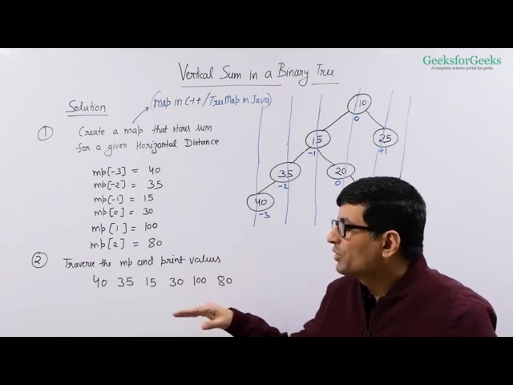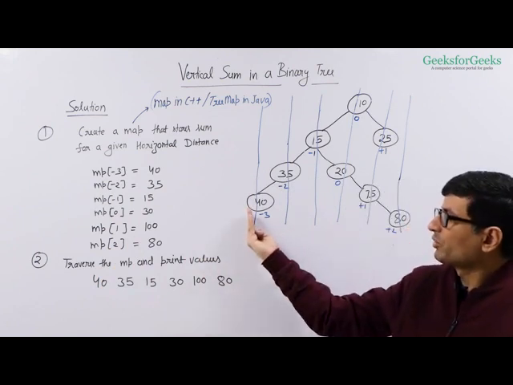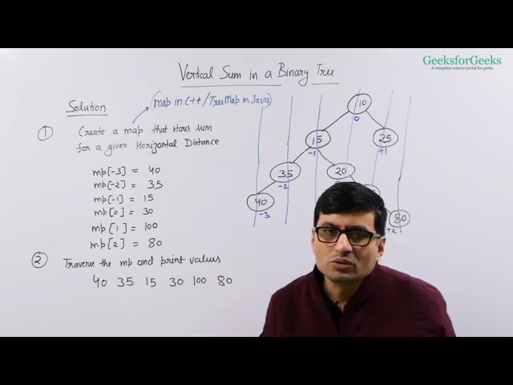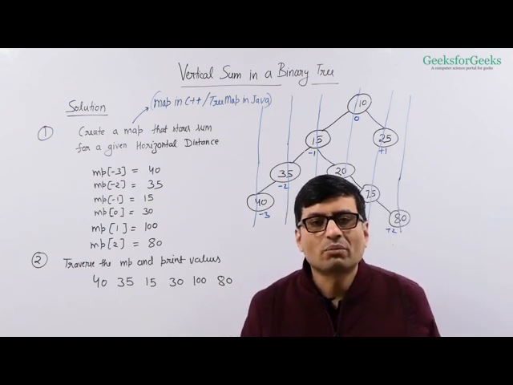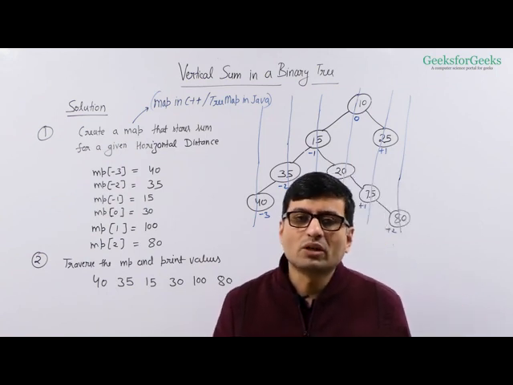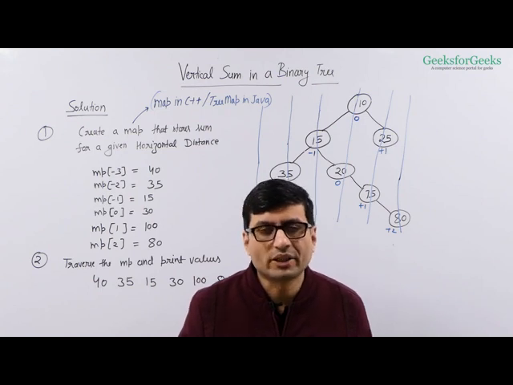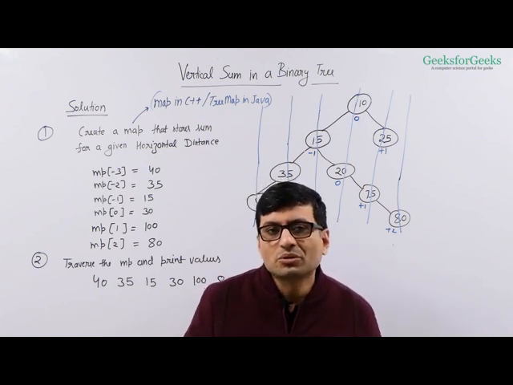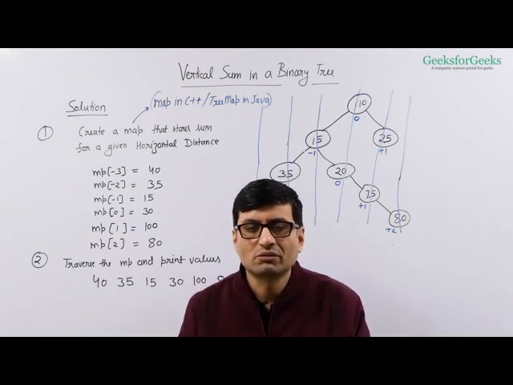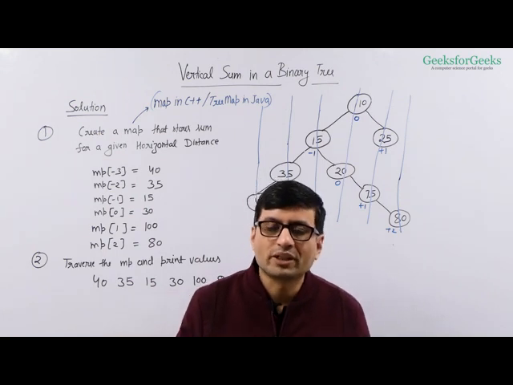And since we want to print these values from the leftmost vertical line to the rightmost vertical line, we want to use a tree map in Java or map in C++, because map in C++ or tree map in Java maintain the items in sorted order. They are basically self-balancing binary search trees. So we should not be using an unordered map in C++ or a hash map in Java. We should be using a tree map, which is implemented using a self-balancing binary search tree.